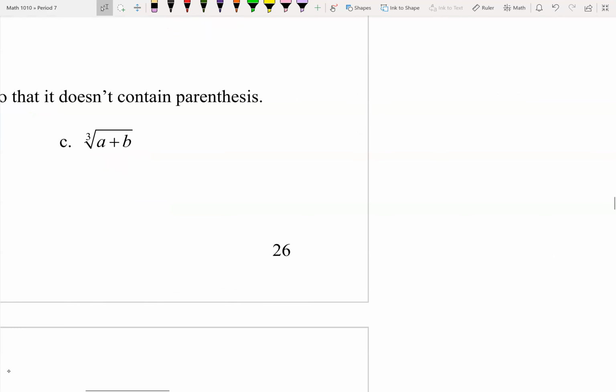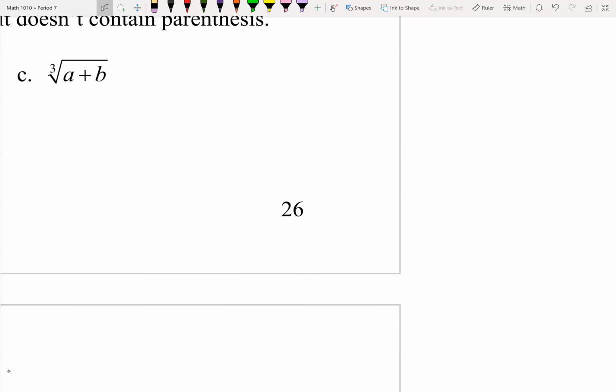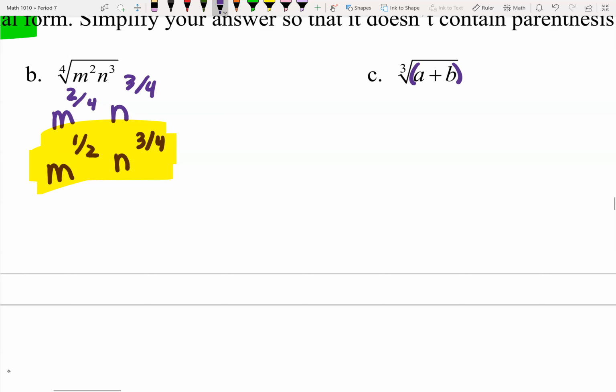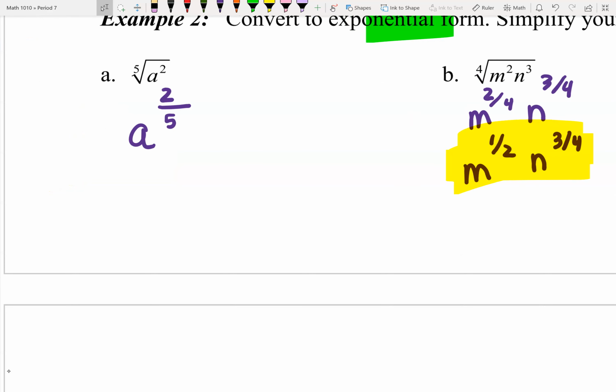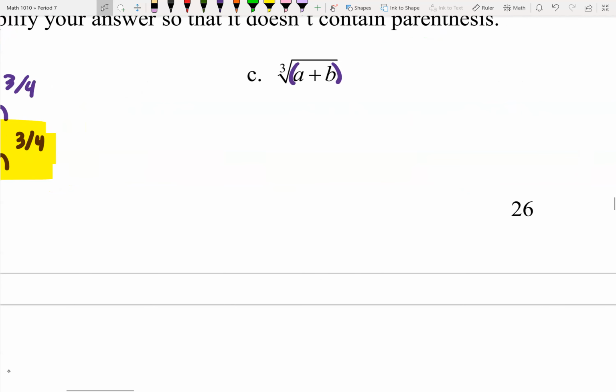Okay. Question C. Question C is confusing. It's a little tough. Just try to stick with me. The A and the B are stuck together. You can tell they're stuck together because they're added. Look at question B. The M and the N were not stuck together. It's okay to simplify the M and then the N. On that one right there, it was just an A. But over here, they're stuck together.